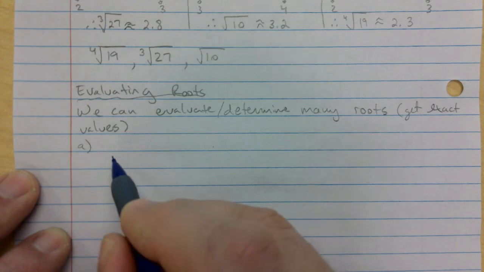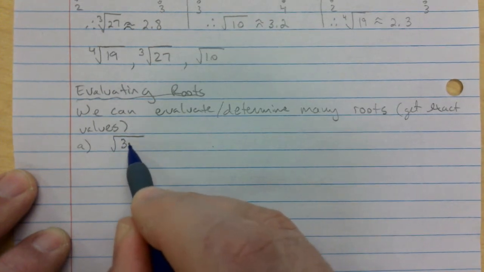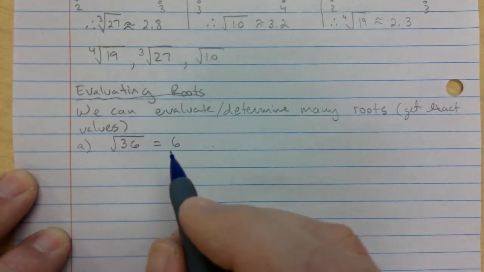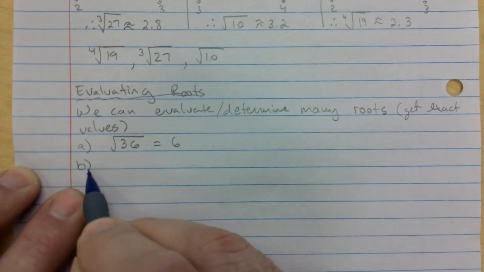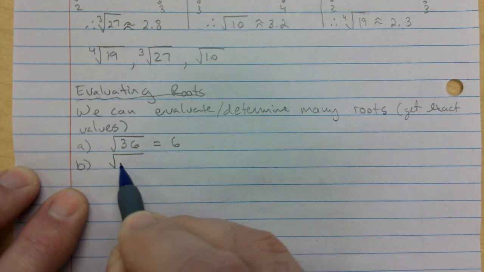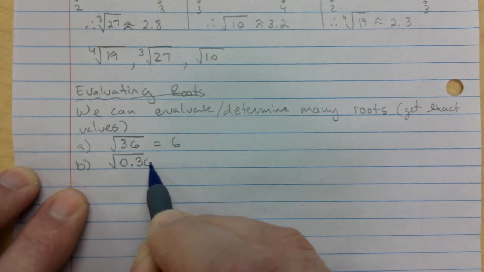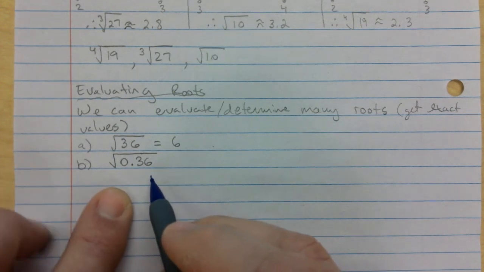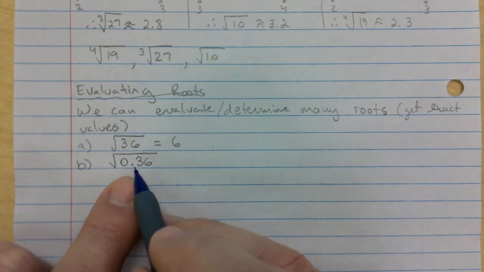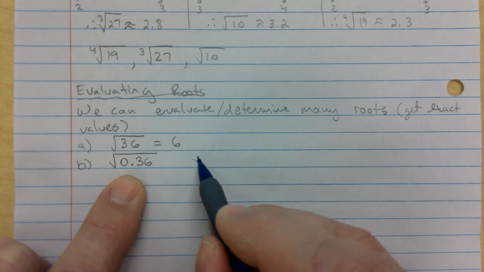So we're going to start with the easy ones. Square root of 36, that's 6. But what if there was another question where I asked you to find the square root of 0.36? Right? How would you do something like that? Decimals, right? So you've got to watch out. Decimals.